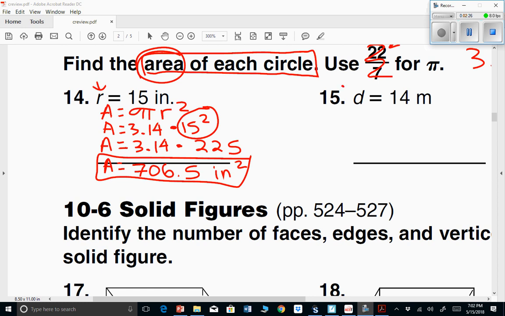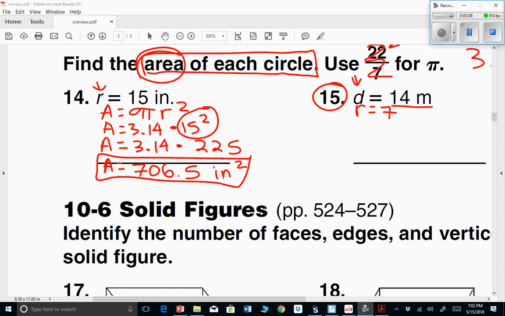Okay, number 15, they're still asking for the area of the circle, but they did not give us r, they gave us d. Now you should know your circle terms. Here's a circle. This is a radius, that's r. This is a diameter, that's d. So if the diameter is 14 inches, or 14 meters, then the radius is 7. You would just cut it in half. So you're going to want to make a note for yourself that the radius is 7, because that's what you're going to need in order to find the area of the circle. So don't be fooled when they give you d instead of r.